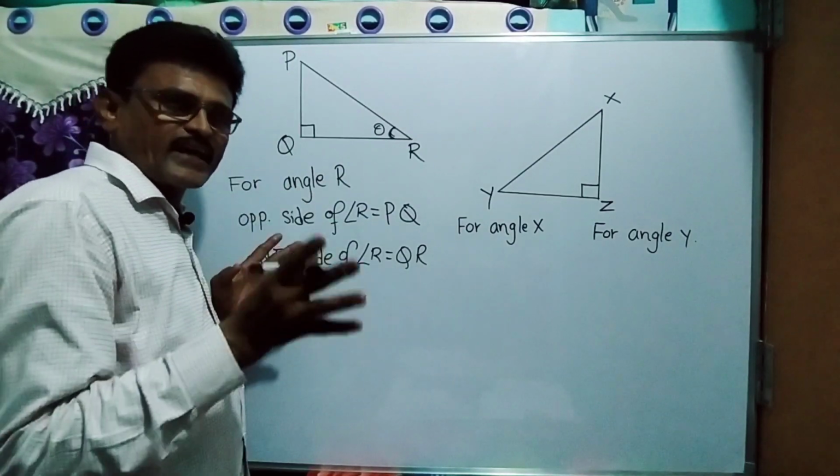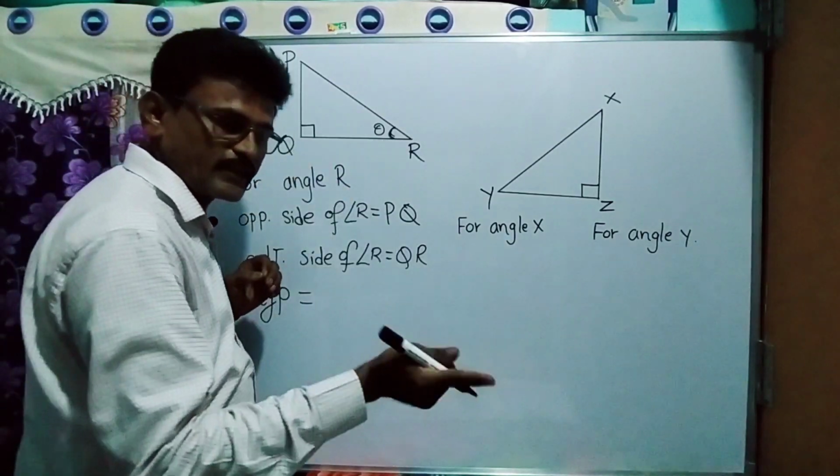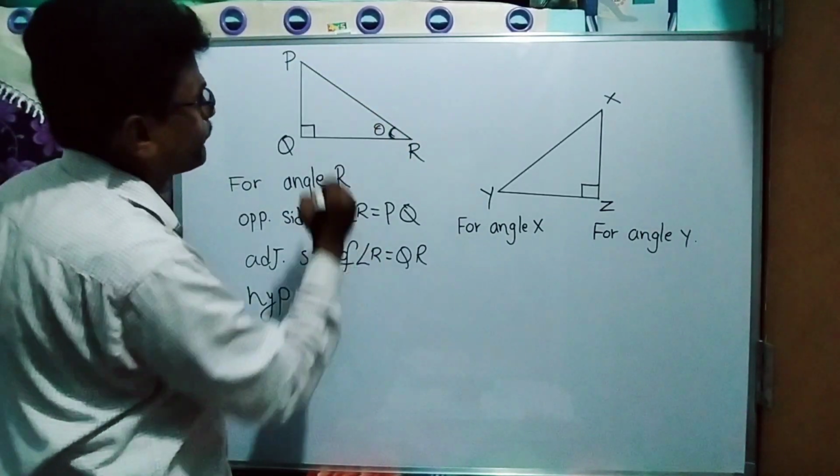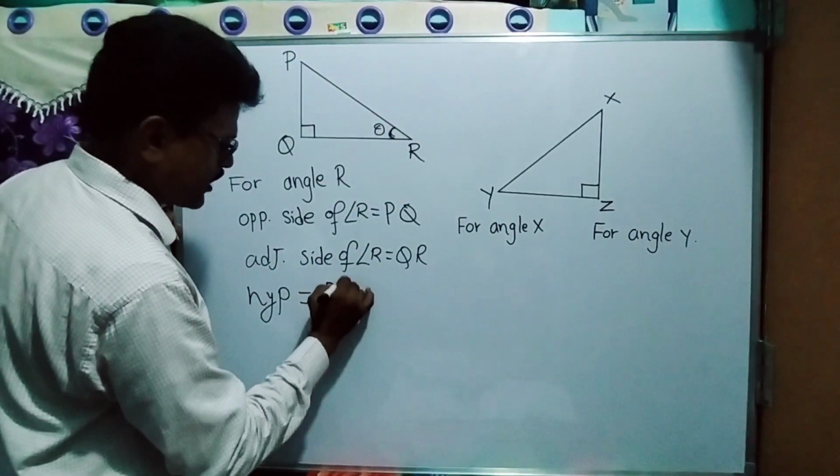Now what is hypotenuse? Hypotenuse in any right angle triangle is exactly opposite to 90 degrees. So here 90 degrees is Q, so the opposite is PR. So PR is the hypotenuse.